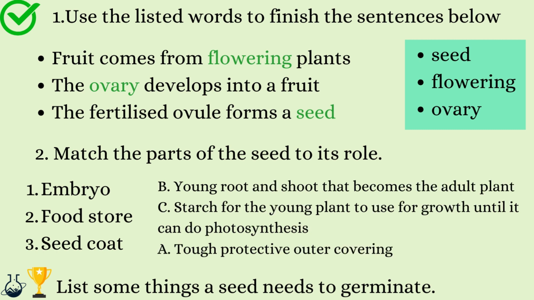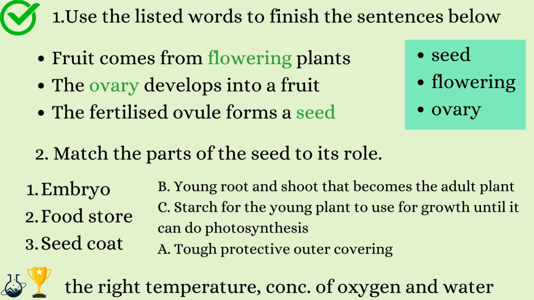In task 2, number 1, the embryo matches up with letter B. It's the young root and shoot that becomes the adult plant. Number 2, the food store is the starch until the plant can do photosynthesis. And number 3 is the seed coat, a tough protective outer covering. And some key things a seed needs to germinate, remember this means to grow and develop, include the right temperature, concentration of oxygen, and water.